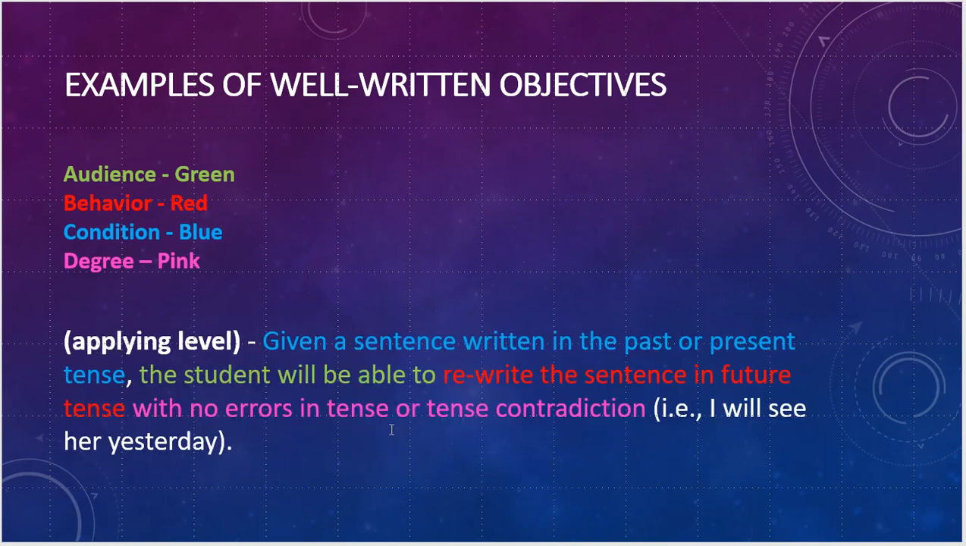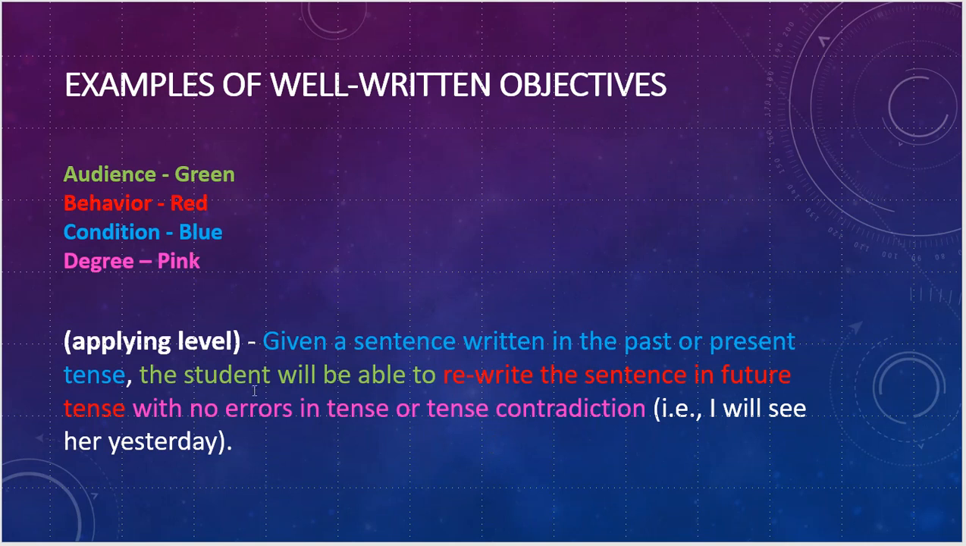Okay, here's another example. Given a sentence written in the past or present tense, the student will be able to rewrite the sentence in future tense with no errors in tense or tense contradiction. For example, I will see her yesterday. So this is at the applying level. They're applying their knowledge of sentence tense.